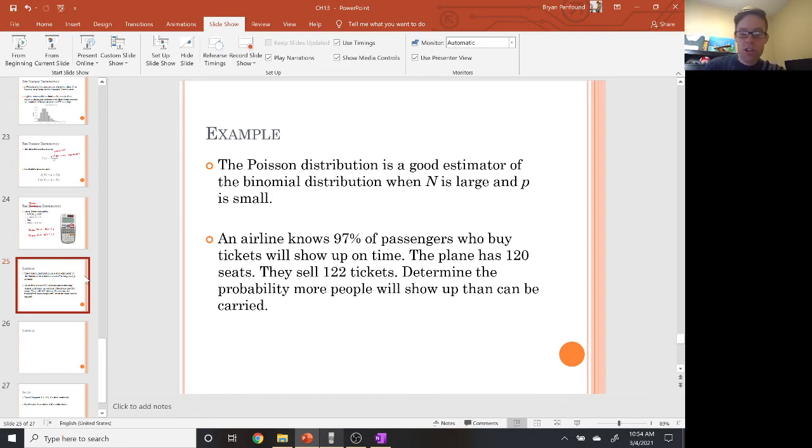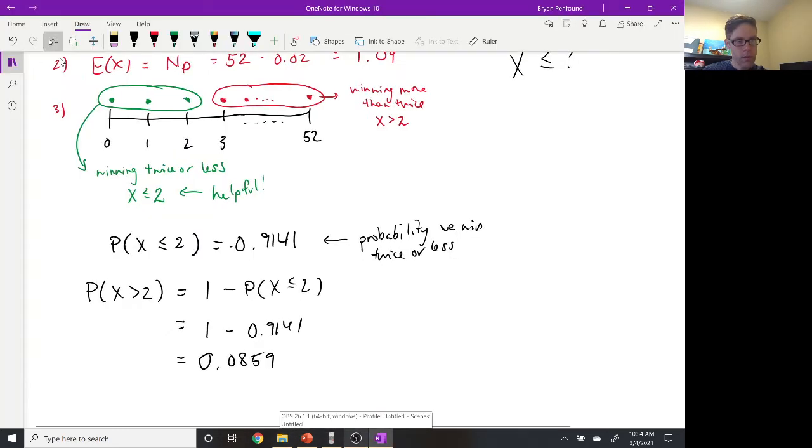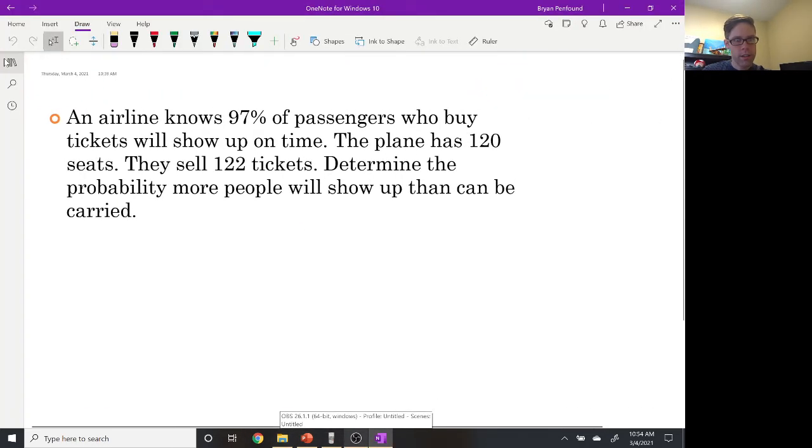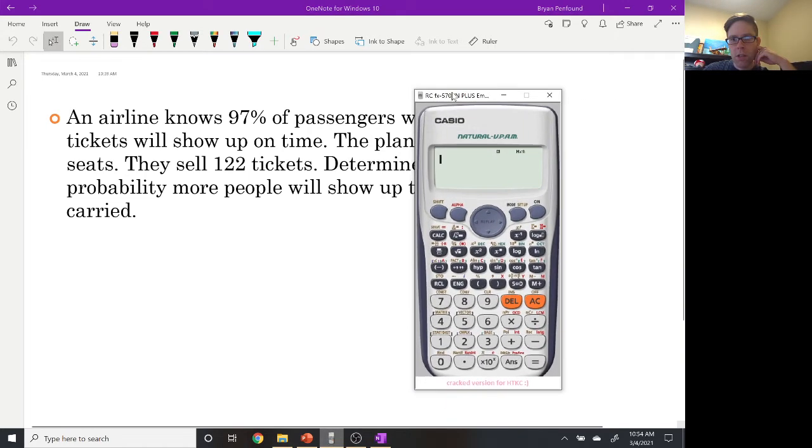So we're going to try to determine the probability that more people are going to show up than the plane can actually carry. So we're going to try to figure out the probability that 121 people show up or 122 people show up. I'm going to bounce over here into OneNote so that we can start doing a little bit of work. And I'll pull up the calculator too, so you can see what's going to be required from us when we go to utilize the distribution.